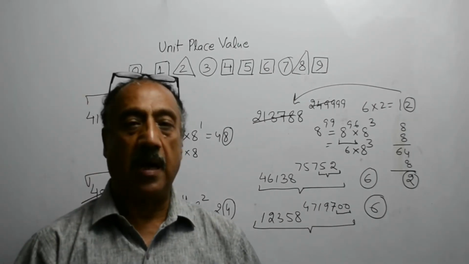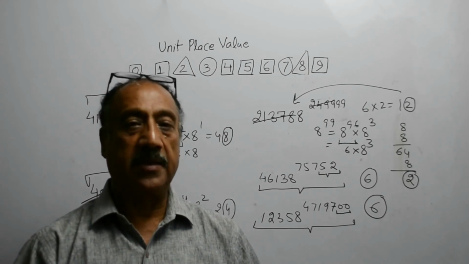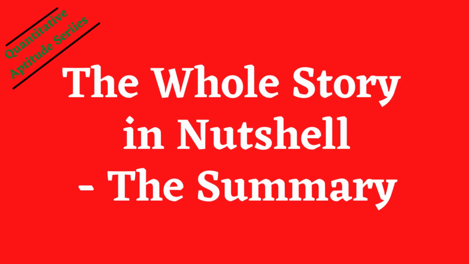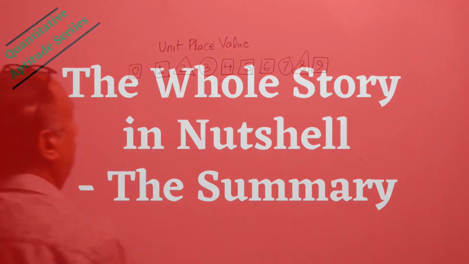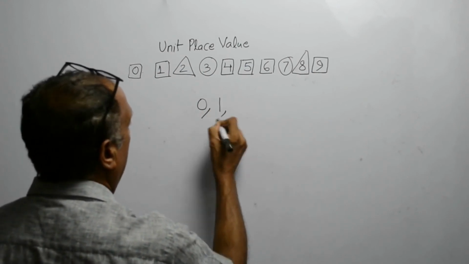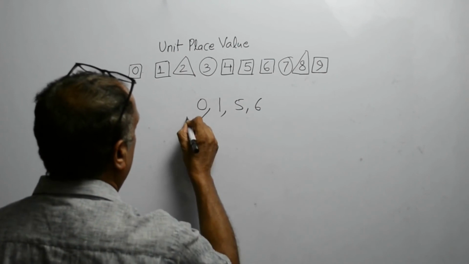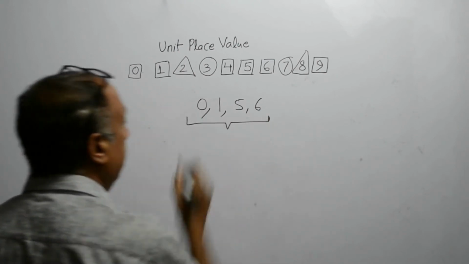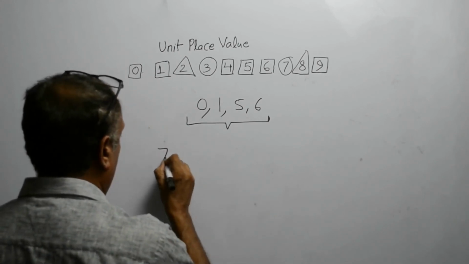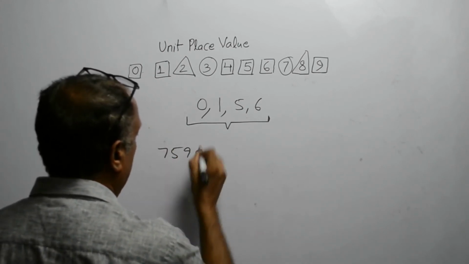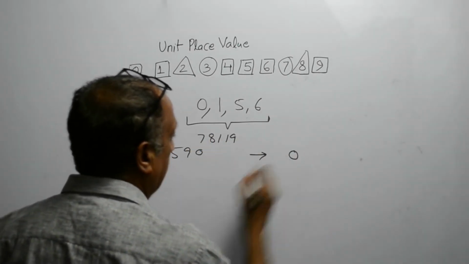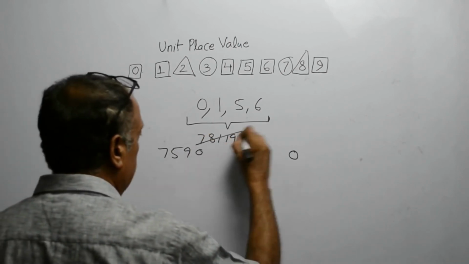So I have discussed all the digits. Now let us make a summary of what we have done so far. So first category is of 0, 1, 5 and 6. In case of these digits, we need not do any calculation. The number ending with 0 will have 0 as the last digit. Exponential doesn't matter.